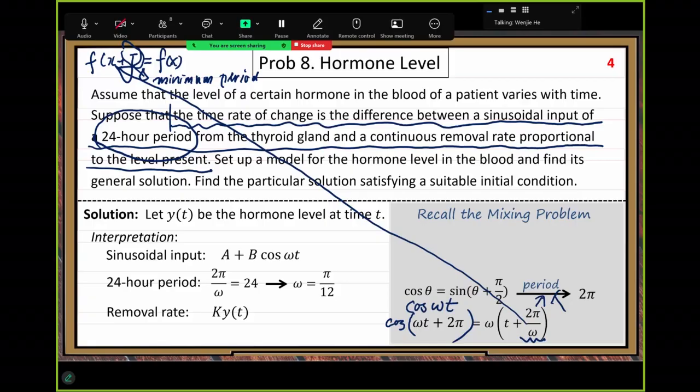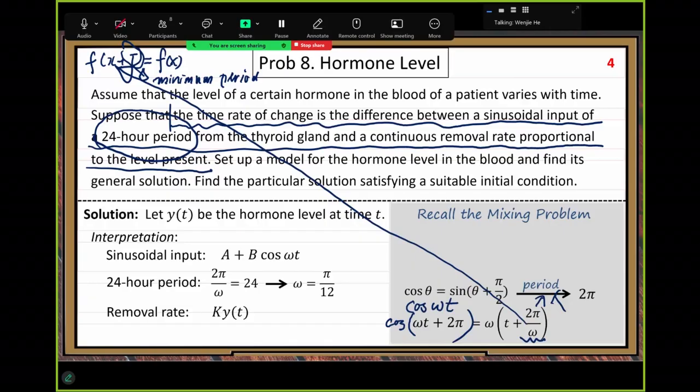So here, let's recall the mixing problem. Our mixing problem, the situation is similar. The water tank, the mixture, the brine, you add an inflow, outflow, right? Just like here, you add the hormone. The sinusoidal input, that's the inflow. Removal rate, that's the outflow of that mixing problem.